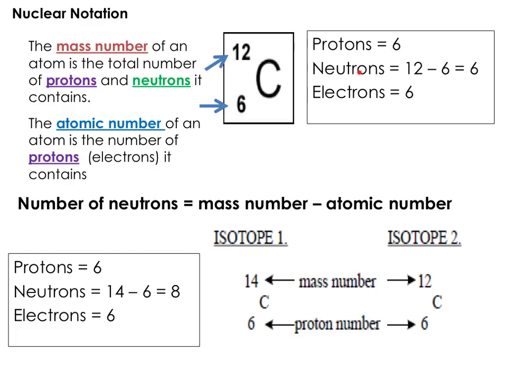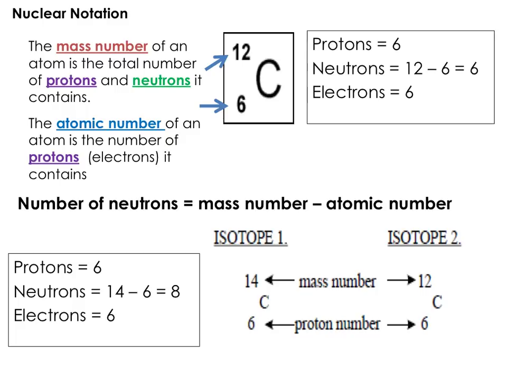To work out the number of neutrons, we take the mass number and subtract the atomic number. So you do 12 minus 6 to get 6 in this case. And then finally, the number of electrons is just the same as the number of protons.